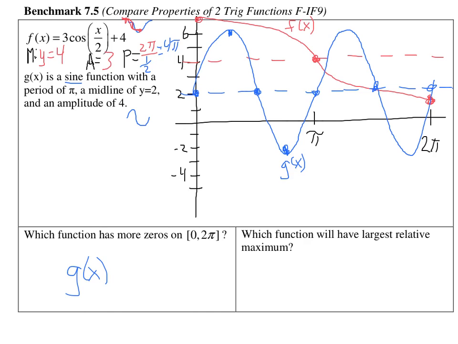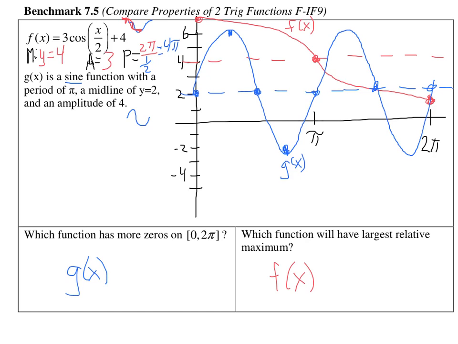Now the second question is, which has the largest relative maximum? Relative maximum is the highest point. So basically, which graph went the highest is what this is saying. And if you look at this, well, this one has a max of 6. That one has a max of 7. So can you tell that f of x has the higher value?